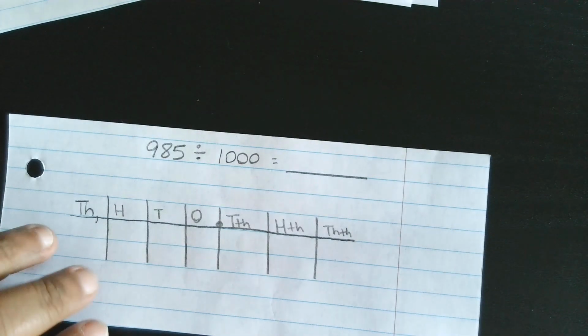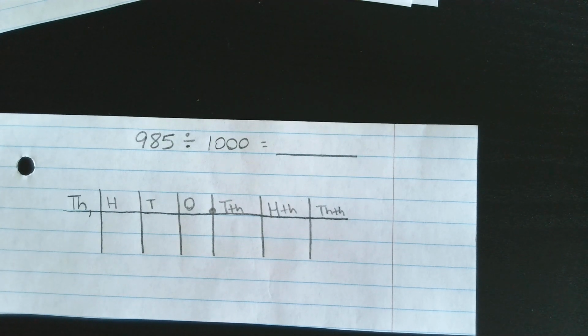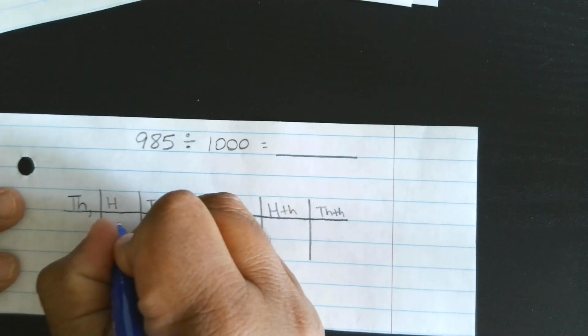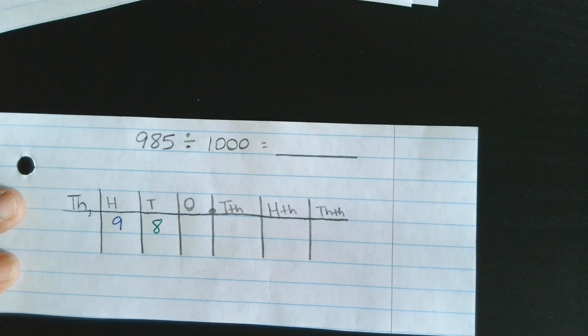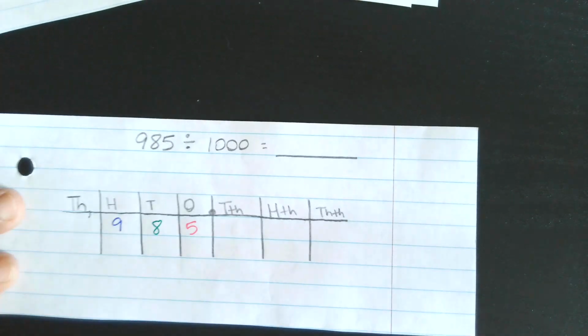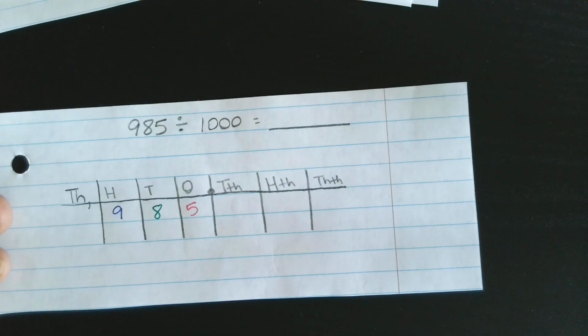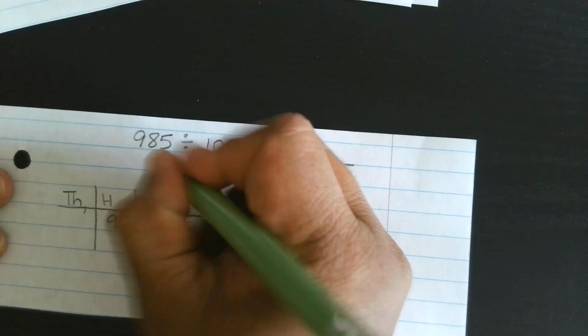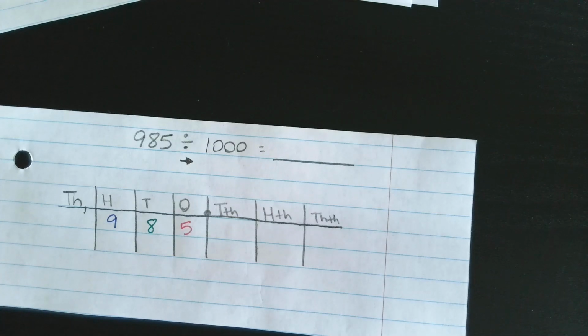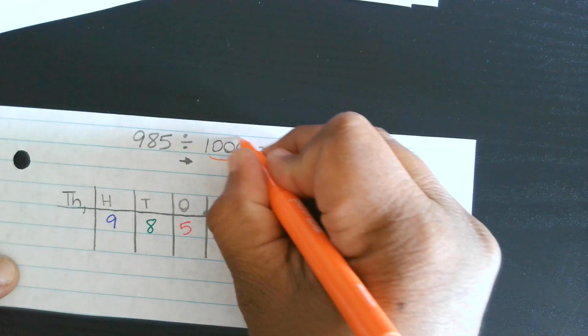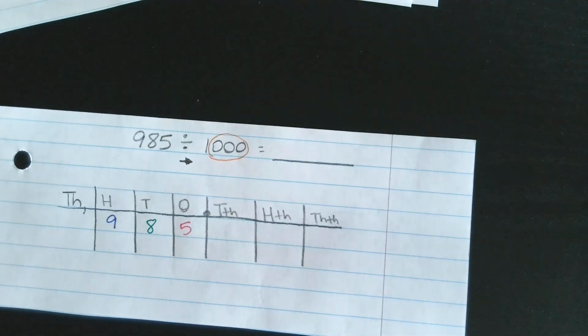One more. 985 divided by 1,000. So 9 hundreds, 8 tens, 5 ones. I'm dividing, so I'm going to move to the right. And I count the number of zeros. There are 3 zeros, so I'm going to move to the right 3 times.